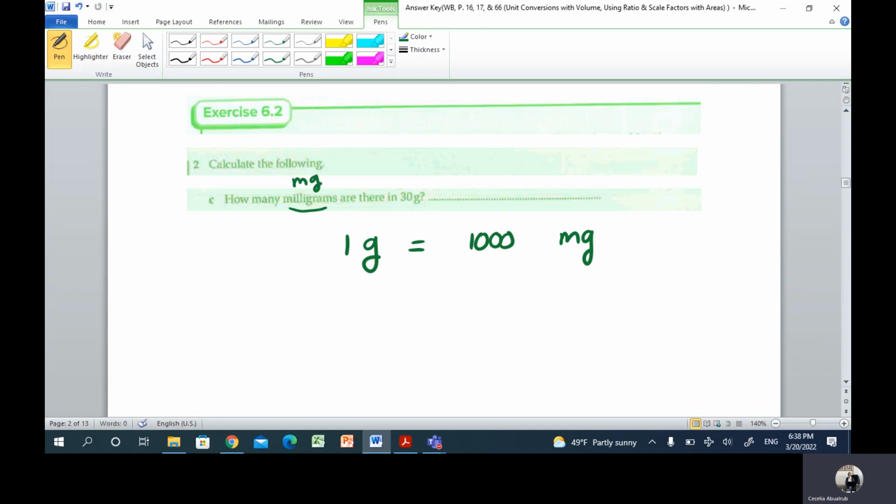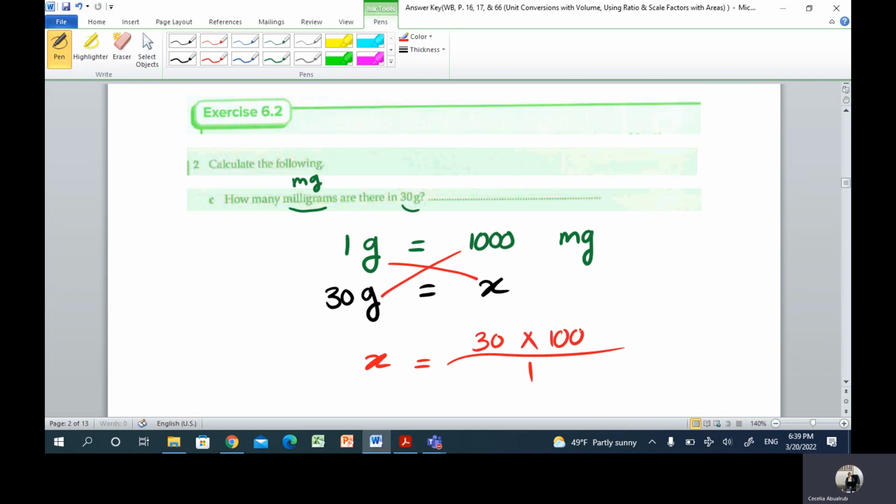We know that, right? So what is given to us? 30 grams. So I'm going to place the given number, which is 30 grams, underneath grams, equals to, this is my unknown. And then I'm going to cross multiply to find the unknown. So x is my unknown equals to fraction line. X is multiplied by 1, so the 1 will go down. The other two numbers, which are 30 and 1,000, they will go up, multiplied by each other. So it's 30 times 1,000.